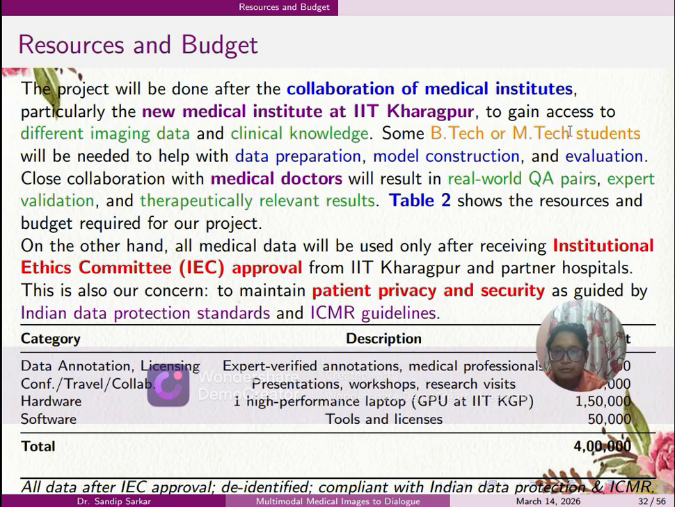The project will be done under the collaboration of a medical institute, particularly the new medical institute at IIT-Kharagpur, to gain access to different image data and clinical knowledge. Some BTech and MTech students will be needed to help with data preparation, model construction, and evaluation. Close collaboration with the medical doctors will result in real-world QA pairs, expert validation, and for the result, table 2.